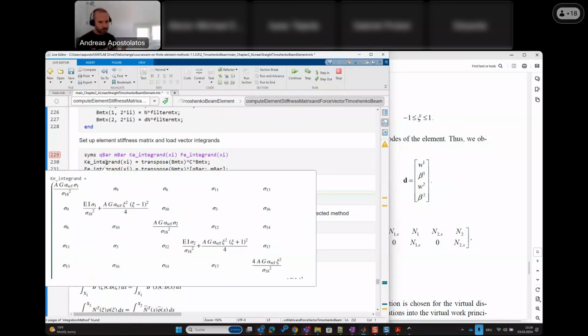It's already, let me think. No, what did I say? This is not the global. This is like the local one, obviously. And it is formed symbolically, right? So you see this is a symbolic formulation.